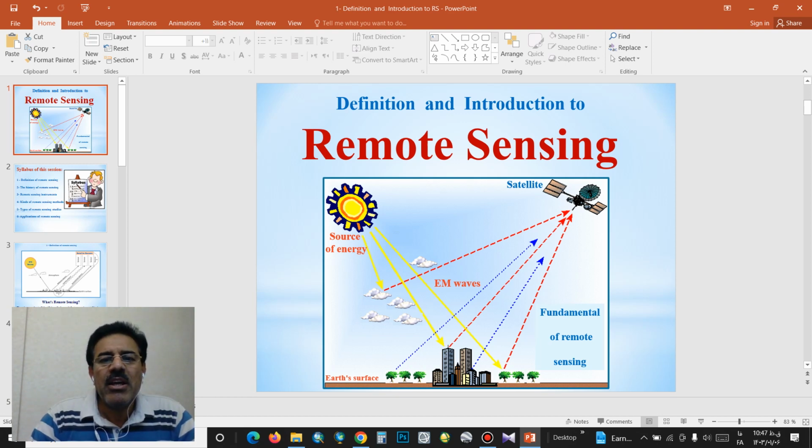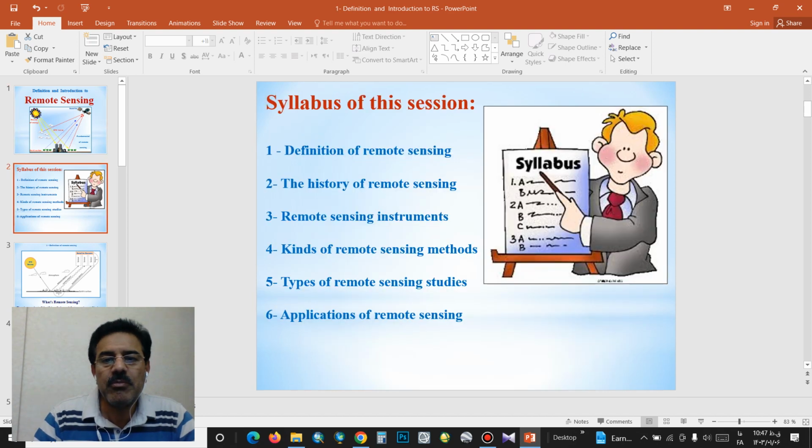In this section we want to talk about the definition and introduction to remote sensing. Syllabus of this session. Number 1, definition of remote sensing. 2, the history of remote sensing. 3, remote sensing instruments. Number 4, kinds of remote sensing methods. 5, types of remote sensing studies. Number 6, applications of remote sensing.